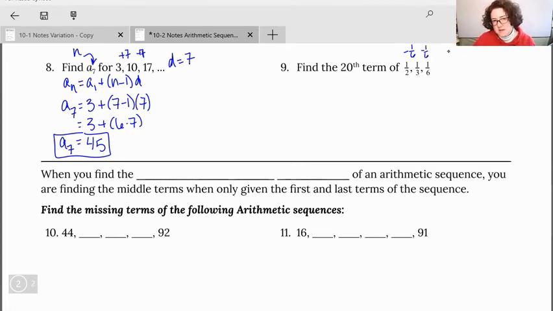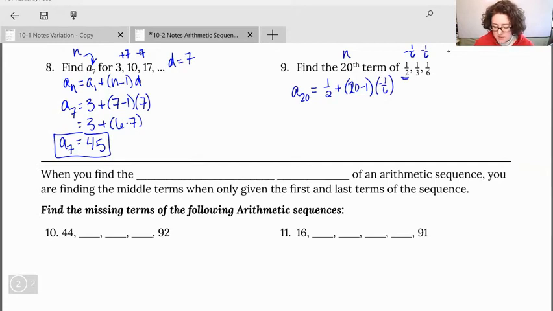And I know that this is going to have to be a negative common difference because my values are actually getting smaller. Again, the bigger the number in the denominator, the smaller the value of that fraction. So again, 20th term means I know n equals 20. I know my common difference, and I know my first term is 1/2. So a sub 20 is my first term, 1/2, plus 20 minus 1 times -1/6.